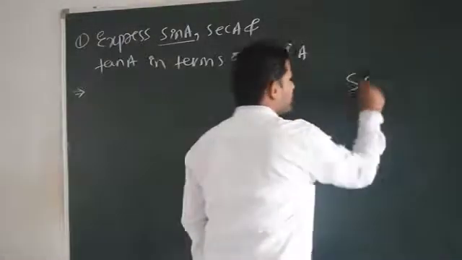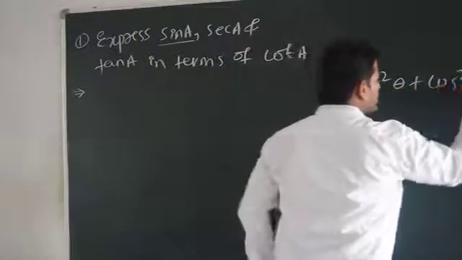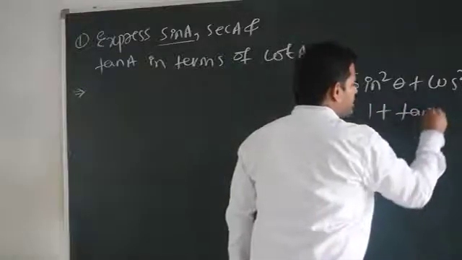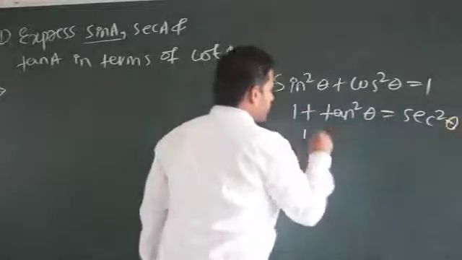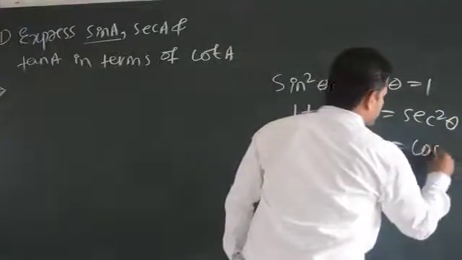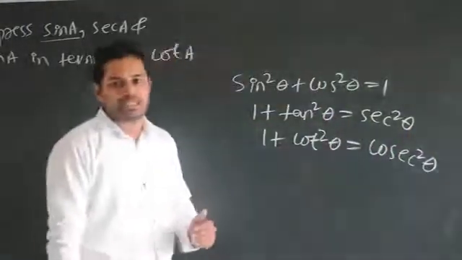What are those three identities? Sine square theta plus cos square theta is equal to 1. Then I have 1 plus tan square theta is equal to secant square theta. Then I have 1 plus cot square theta is equal to cosecant square theta. These are the identities that I had. We discussed all these things.